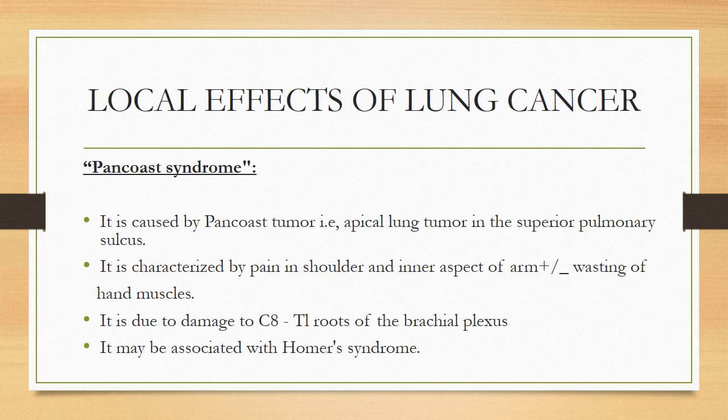Another local effect is Pancoast syndrome, which is mainly because of apical lung tumors in the superior pulmonary sulcus, for example, adenocarcinoma and squamous cell carcinoma. It is characterized by pain in the shoulder and inner aspect of the arm along with wasting of hand muscles. It is due to damage to the brachial plexus, especially the roots of C8 to T1, and it may be associated with Horner syndrome.